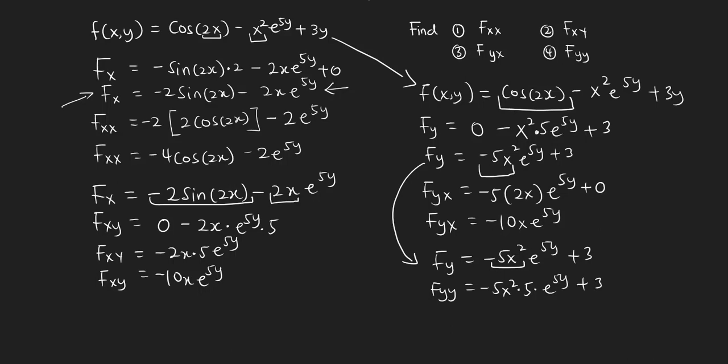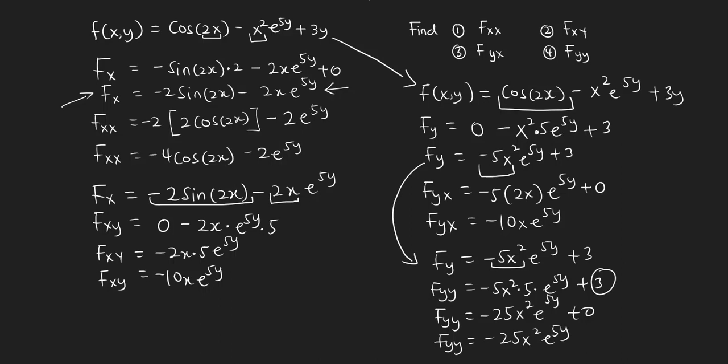I first differentiated e to the power 5y, then I multiplied by the derivative of the 5y. So simplifying this, we are going to have fyy equal to minus 5 times 5, that gives us minus 25. So you have minus 25x squared multiplying e to the power 5y. And for this term, it doesn't have any y attached to it, so that was 0. So I can write fyy equal to minus 25x squared e to the power 5y. So that's all for this question.